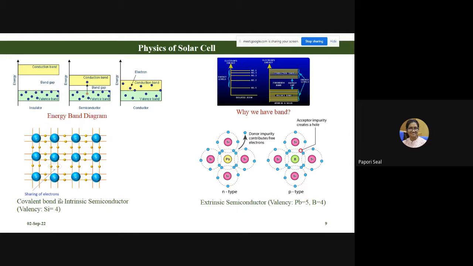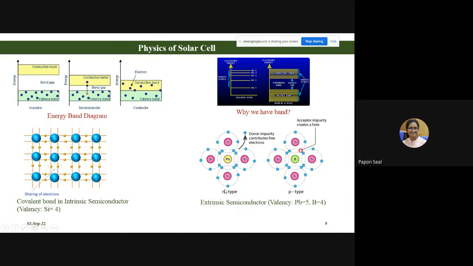Now when we don't apply any kind of energy here, we are not providing any thermal energy, we are not providing optical energy, this bond remains intact. When this bond remains intact, electrons do not move around. If electrons do not move around, then there is no conductivity. So at 0 Kelvin, at absolute 0 temperature, there is no conduction, there is no flow of electrons in semiconductor. This kind of semiconductor is called intrinsic, where we don't have any kind of impurity. But there is another type of semiconductor that is called extrinsic semiconductor.